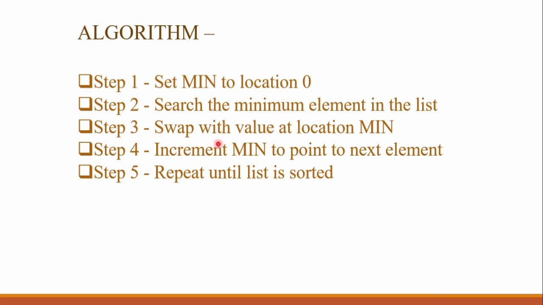Step 3 is swap with value at location min. That value is swapped with the min value. The minimum value is exchanged with the min value. Step 4, increment min to point to next element. And step 5 is repeat until list is sorted. Got confused? Don't worry. We will sort this with an example.